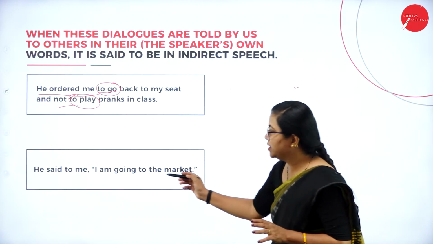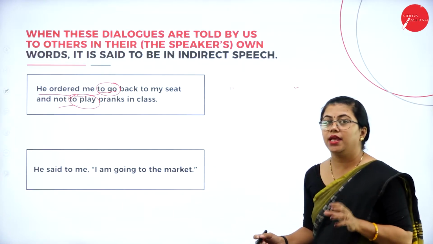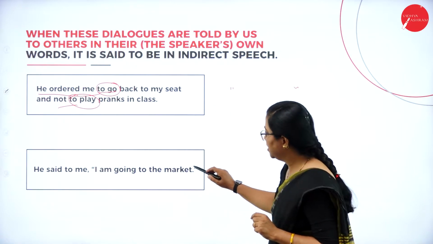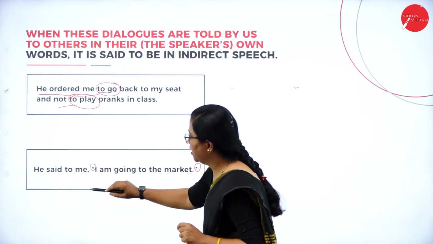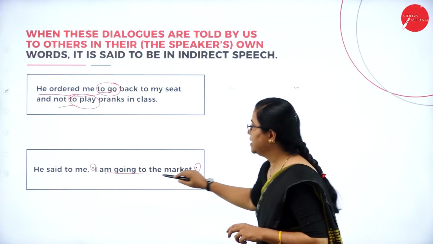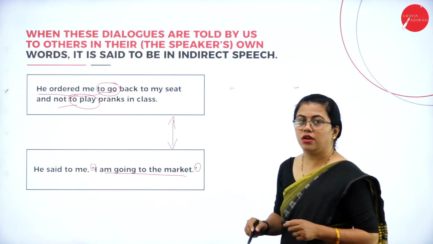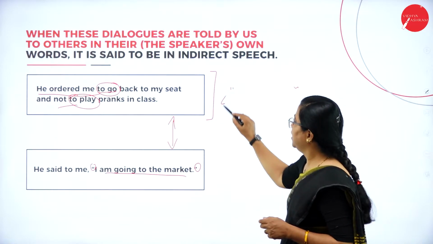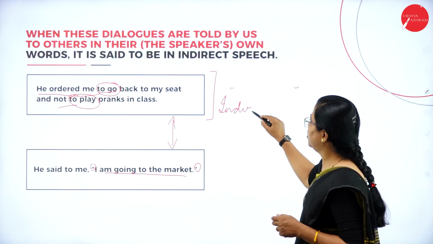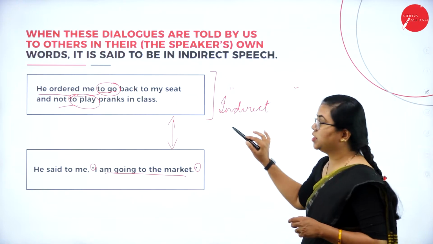Here you can see, he said to me, "I am going to the market." But here you can note the difference. Here there are inverted commas. So these are the exact words of the speaker. So you can know the difference between these two. This is said to be in indirect speech because you are not quoting the exact words of the speaker here.